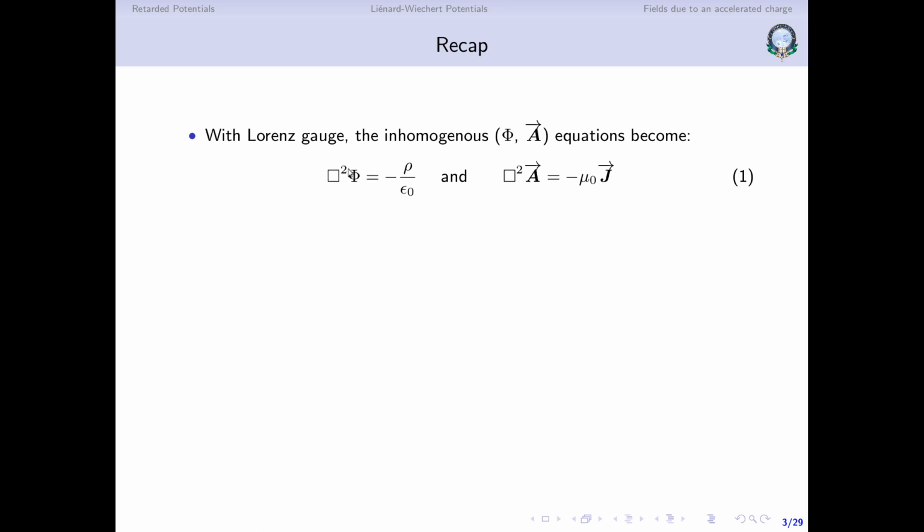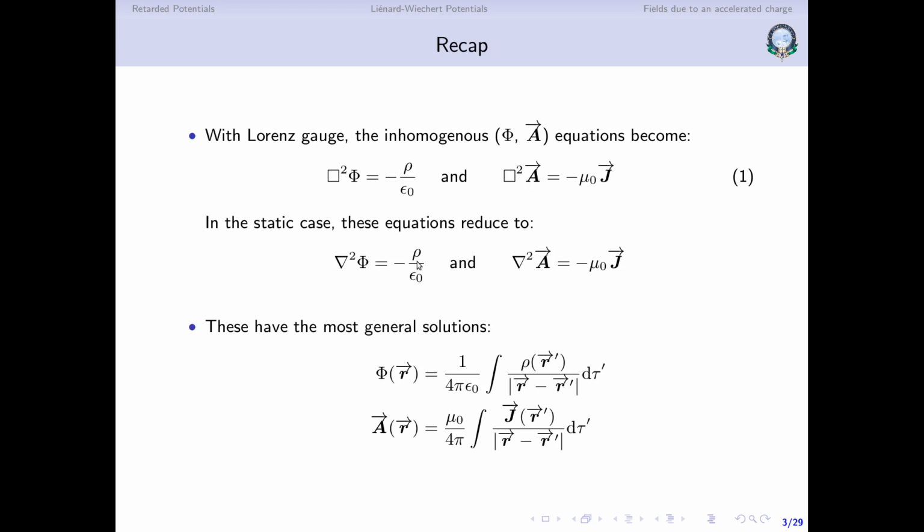So when the box squared operator operates on the scalar potential, we get minus rho by epsilon naught. And the same box squared operator, when it applies on the vector potential, we have minus mu naught times J. So in the static case, of course, this box squared operator just reduces to the Laplacian operator, and we'll get these two equations like this. And these equations have the most general solutions to be something like this.